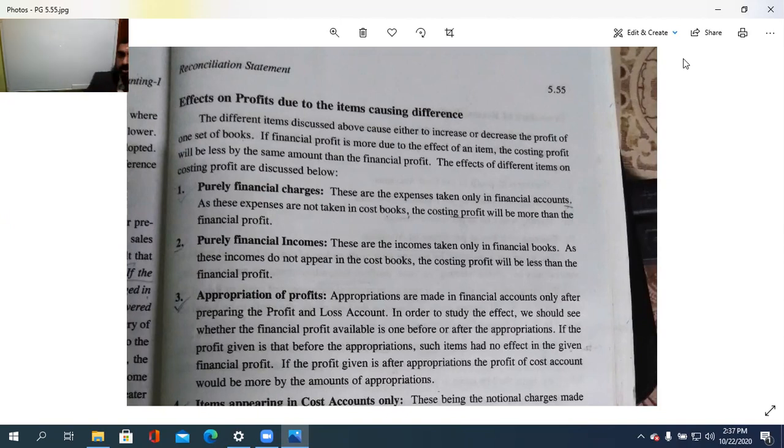Adding up, that is what appropriation means. In order to study the effect, we should see whether the financial profit available is before or after the appropriation. If the profit given is before such appropriation, such items have no effect on the given financial profit. While if it is after, it has an effect. So if the profit given is after the appropriation, the profit of cost accounts would be more by the amount of such appropriation. That is what to remember about appropriation of profits.